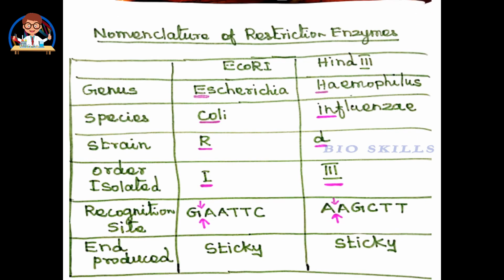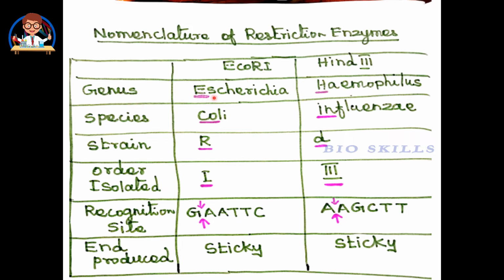Nomenclature of restriction enzymes. The restriction enzyme's first letter denotes its genus name. The second two letters denote its species name. The fourth letter denotes its strain. The fifth letter denotes its order isolated. Here they are given two different examples.